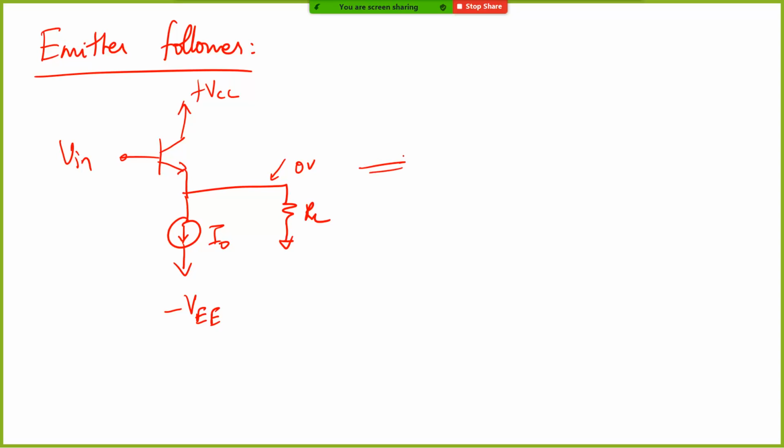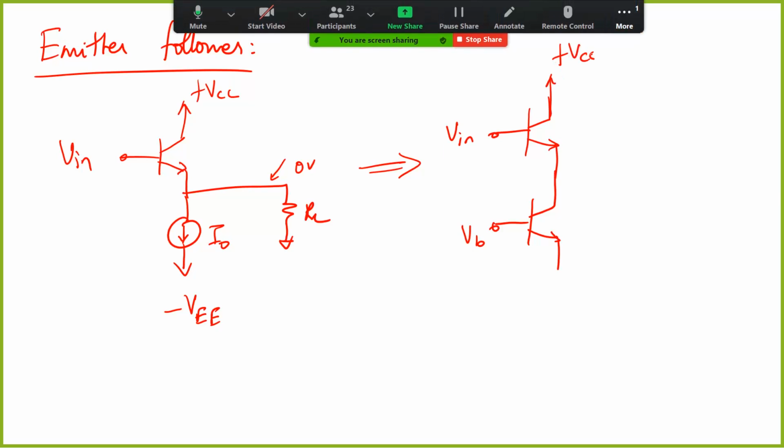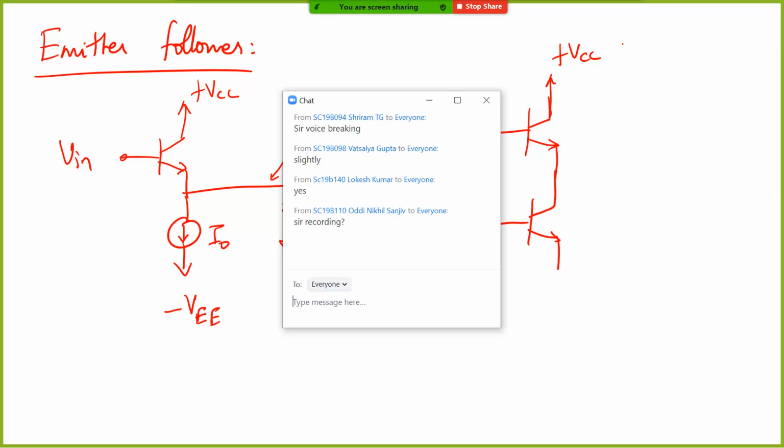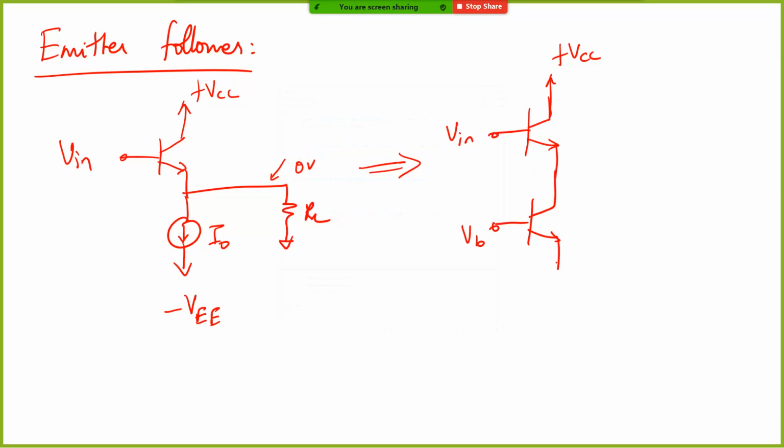Now how do you implement this current source? You can basically put another transistor which is appropriately biased. Let's say some VB is there. This is our V in. Let's say this is going to plus VCC, and this is going to minus VEE.